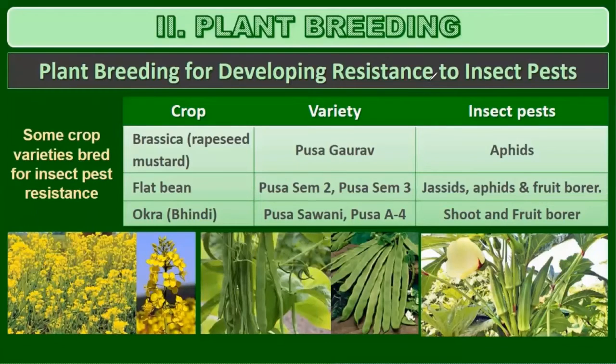Some crop varieties bred for insect pest resistance are given. Brassica, the variety is Pusa Gaurav, which is resistant to aphids. Then flat bean, Pusa Sem 2, Pusa Sem 3, which is resistant to jassids, aphids, and fruit borer. And the last one is okra, that is bhindi, the name of the variety is Pusa Sawani, Pusa A4, and it is resistant to shoot and fruit borer.